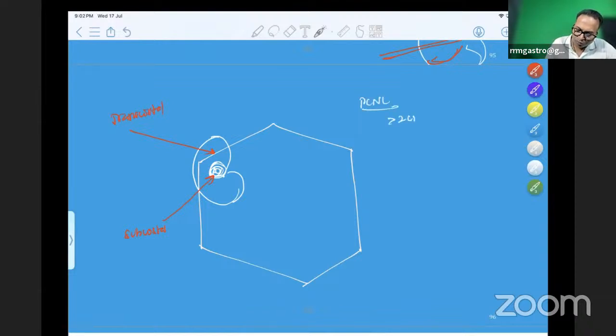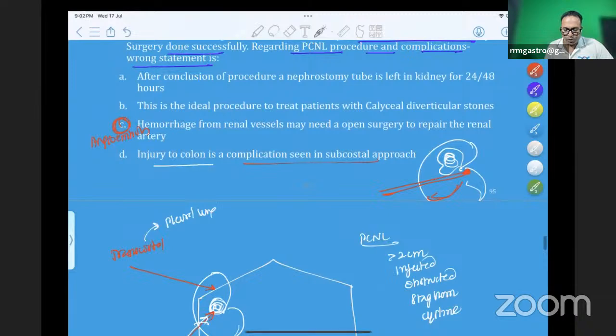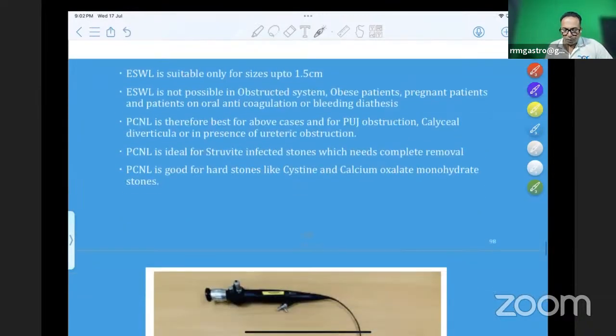PCNL is ideal for stones more than 2 centimeters, infected stones, obstructed stones, staghorn stones, cystine stones. In all these stones, PCNL is best. If I go by the subcostal approach, colon and duodenum can be injured. With the transcostal approach, the pleura and lung can be injured. So that is a very simple concept. The question is asking, last point, injury to the colon is a complication seen in the subcostal approach.